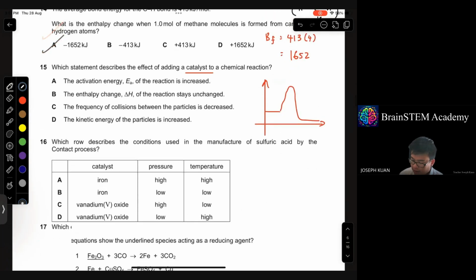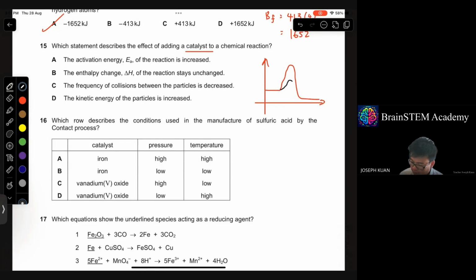So after adding a catalyst, we should expect to see the activation energy lowered instead of increased. Then, however, as you can see, the net energy change, or should I say enthalpy change, actually does not change. So the answer is B for both.